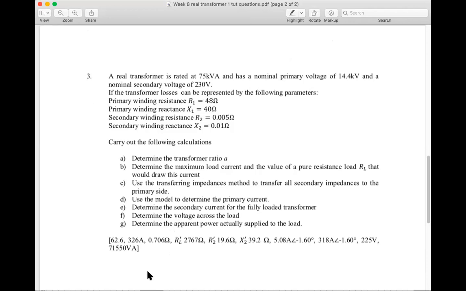So I'm now on part C, just looking at the example from before. RL dash, that's the resistance of the load, is it? Yeah, so that is that Z resistor at the end there. I just got a bit confused because you can see X2 and R2.